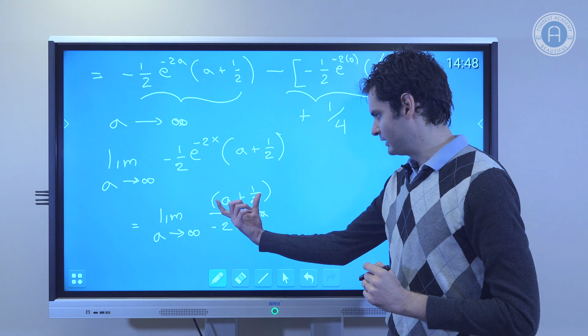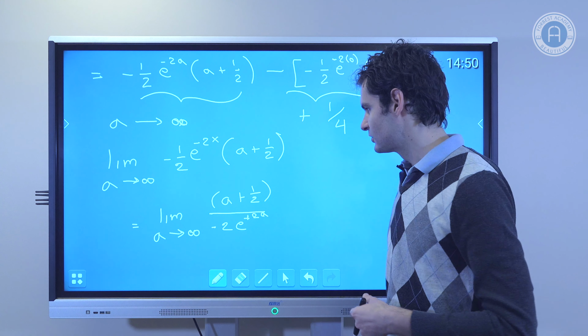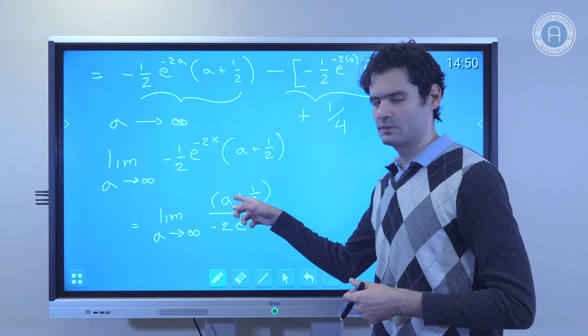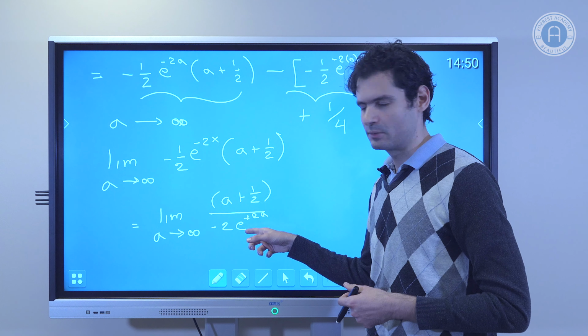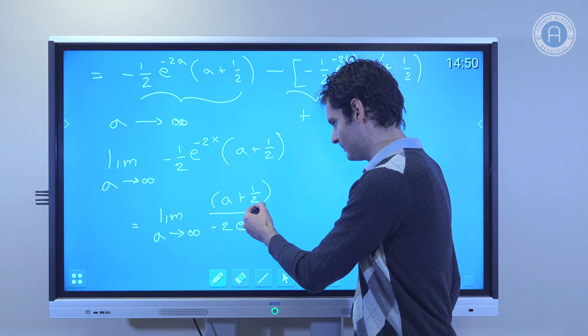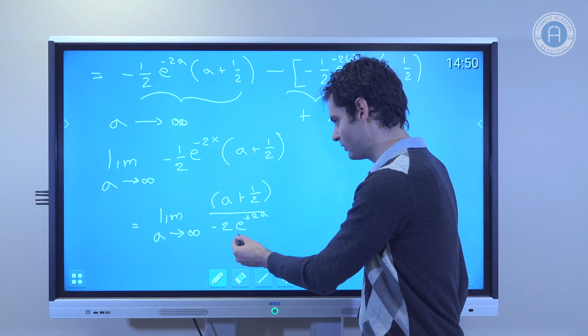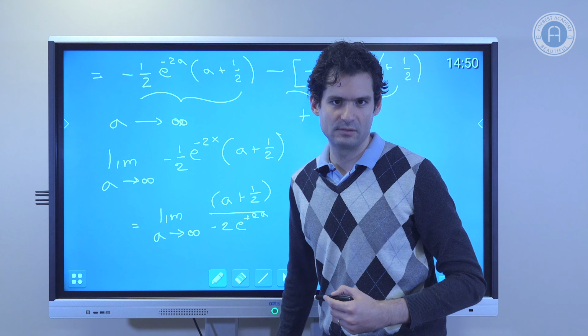In the numerator we have something that is linear, and in the denominator we have something that is exponential. Should be a plus here. An exponential grows much faster than a linear function. So as a goes to infinity, this goes to infinity, but this also goes to infinity, but much faster than this one. So this fraction actually goes to 0 as the denominator just grows much faster. So this limit actually goes to 0.